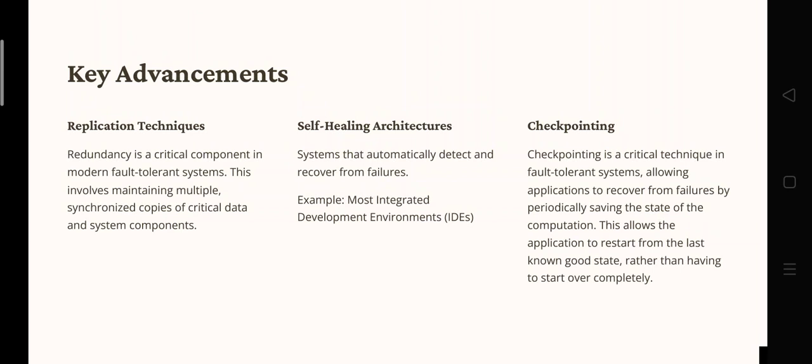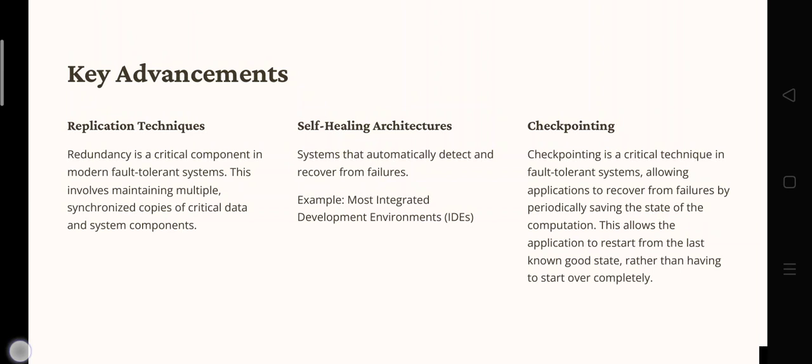Key advancements. Now, there are a few techniques in fault tolerant systems. Let's look at a few of them here. Replication technique, redundancy. Redundancy is a critical component in modern fault tolerant systems. This involves maintaining multiple synchronized copies of critical data and system components so that if one node or one cluster of data fails, we can still get the desired output from another cluster of data.